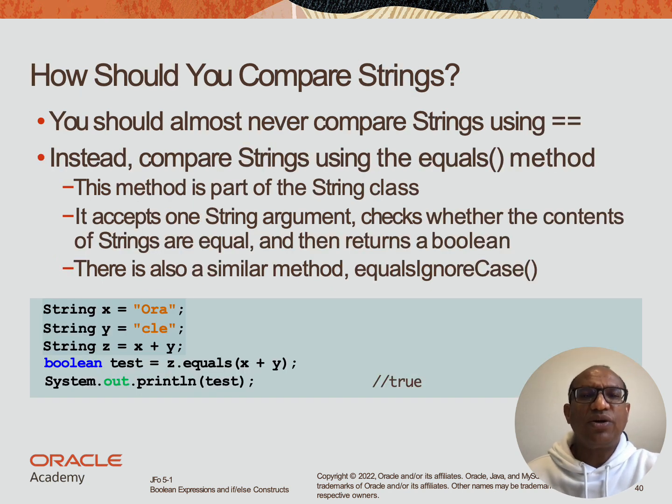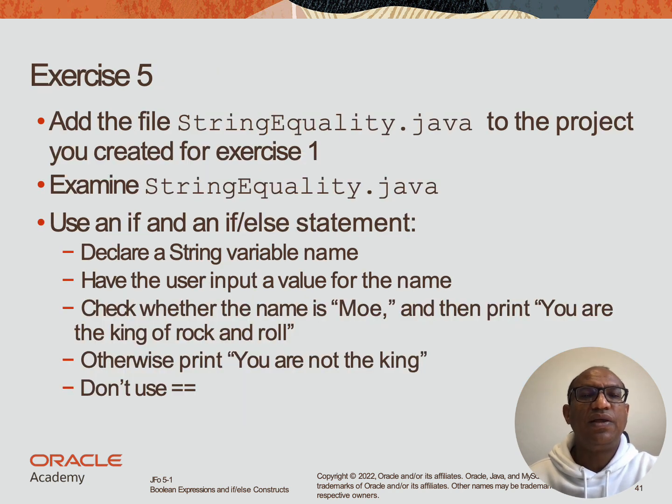To compare the content of strings, use the equals method. This checks whether the actual characters match, so that the value of test would evaluate true. When upper and lower case do not matter, you can use the equalsIgnoreCase method. In exercise 5, check whether a user's input equals mo. Use the equals method, not double equal sign, to avoid logic errors.